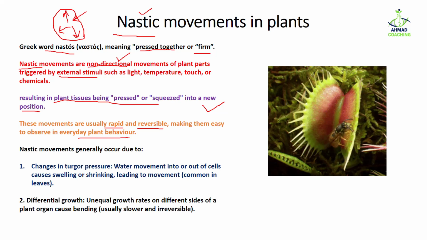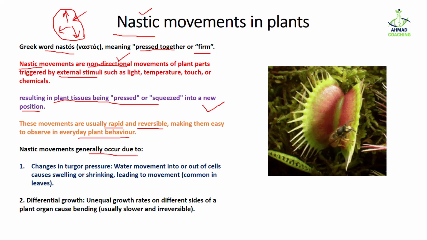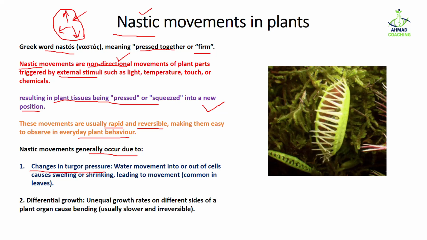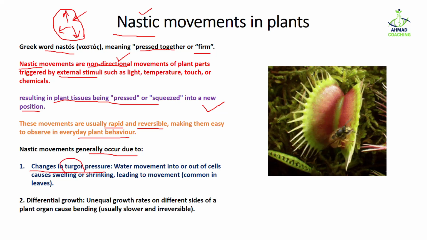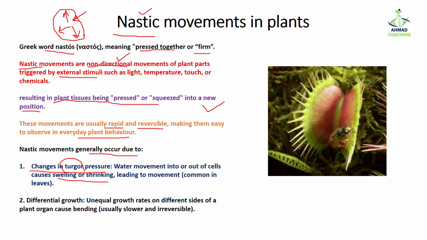In case of Nastic movements, they generally occur due to two reasons. Either it is a change in the turgor pressure. Turgor means water pressure. So water movement in or out of the cell can cause swelling or shrinking, leading to the movement which is very common in plants.